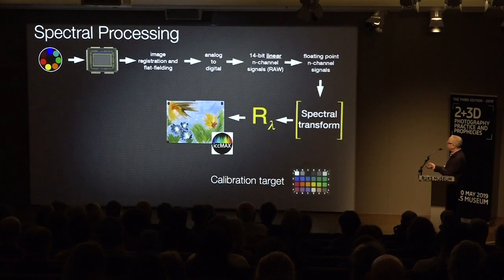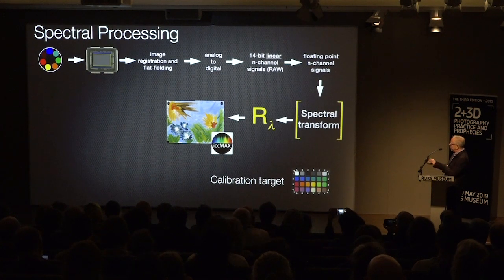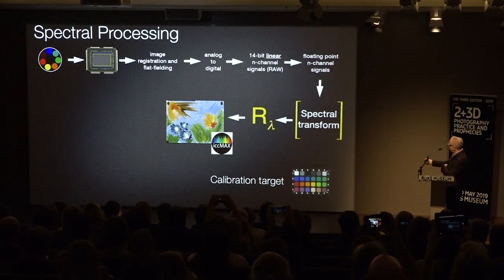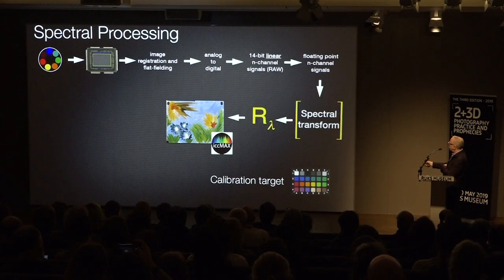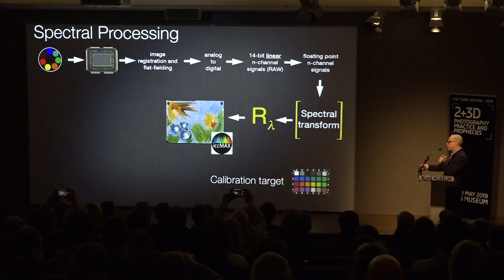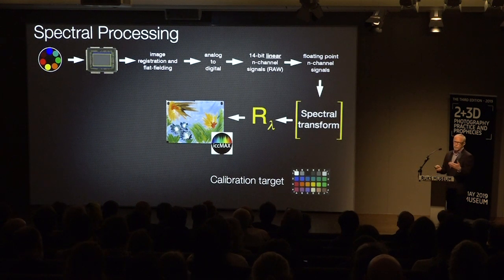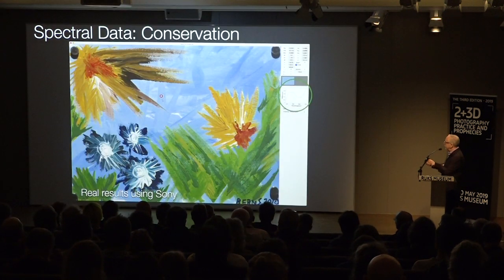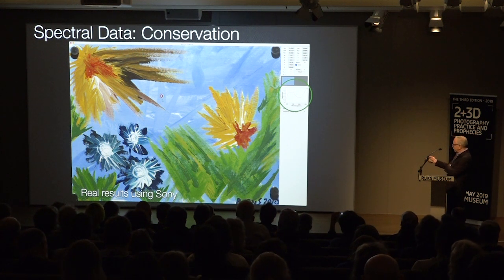The spectral processing is in fact simpler. All this stuff's the same. I now have a spectral transform, which can then be used to give me reflectances. And in this case now, I can use this spectral data either directly to do some conservation science, and in the future, we'll be able to encode this thing in ICC MAX, which is a new ICC protocol for spectral data.